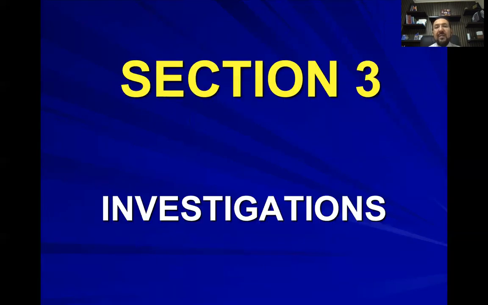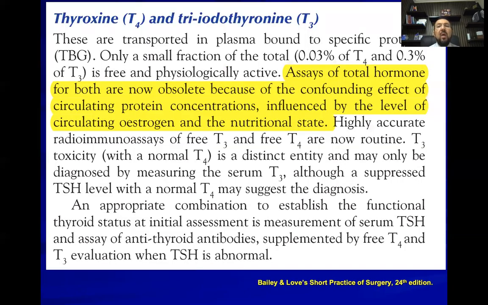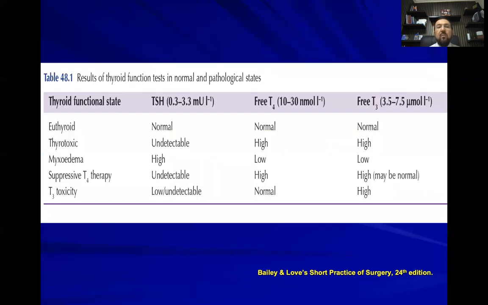The next section is section 3, that of investigations, and these include, number 1, the thyroid function tests, which are TSH, FT3, and FT4. And we have to know, and this is a quote from Bailey and Love, that assays of total hormone for both are now obsolete because of the confounding effect of circulating protein concentrations, influenced by the level of circulating estrogen and nutritional state. So we have to measure the FT4 and FT3 together with the TSH.